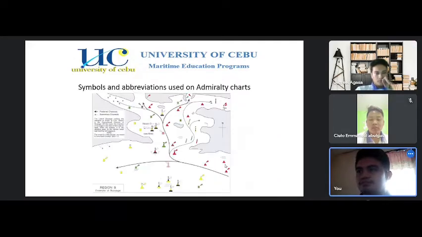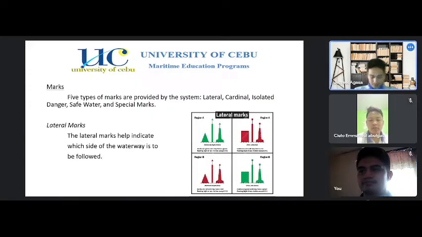This is an example of the symbols and abbreviations used on Admiralty charts. This is for region B. As you can see, there are symbols and abbreviations on the paper chart. Next will be reported by Cadet Agasa Jisrael Dave. So thank you, Cadet Andrea Biliana.